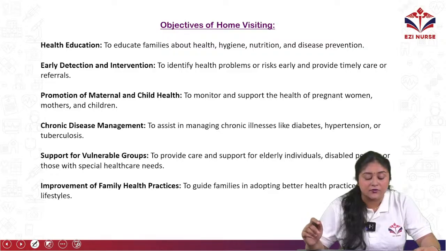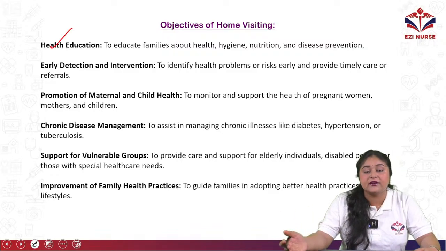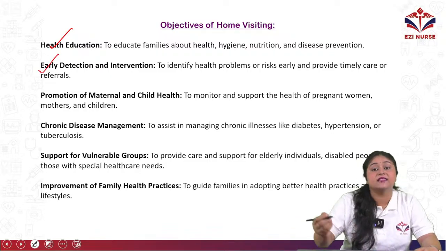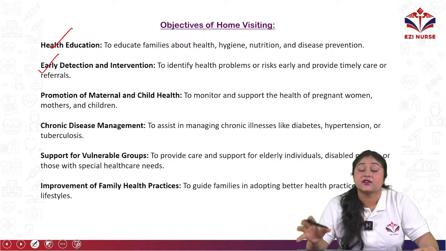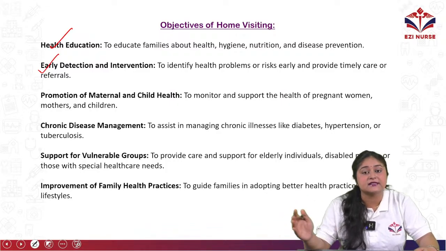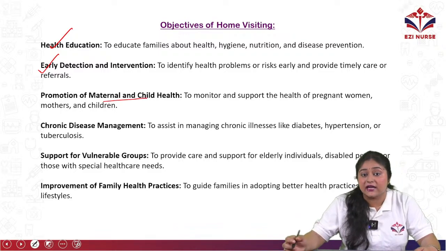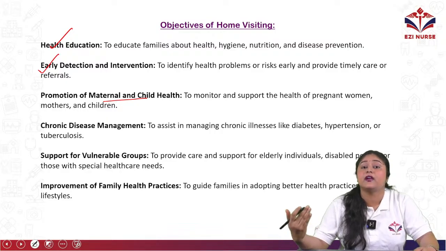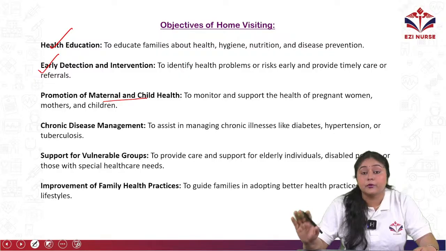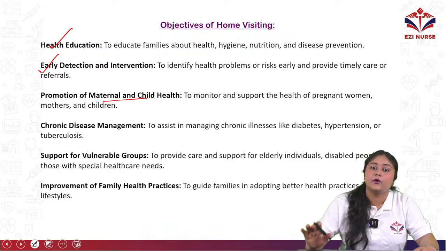So next one is the objectives of home visiting. What are the objectives? First is health education, as I said, educating the family regarding health, hygiene, nutrition, etc. Next is early detection and intervention, meaning early detection and screening for any communicable, non-communicable or specific disease, for example cancer. Next one is the promotion of maternal and child health by providing vaccination, antenatal care, prenatal care, postnatal care, as well as psychological and emotional support to the pregnant woman and newborn baby care.